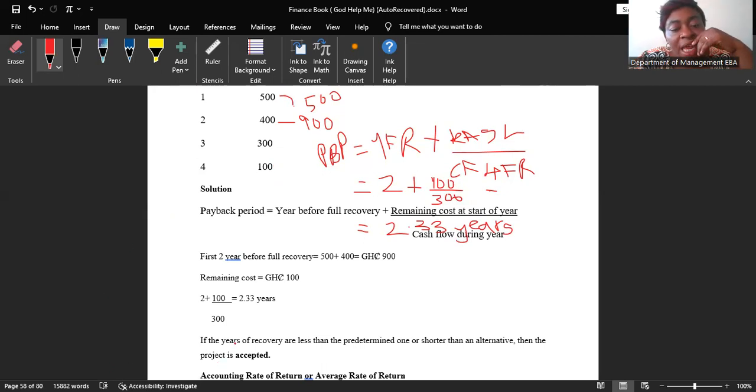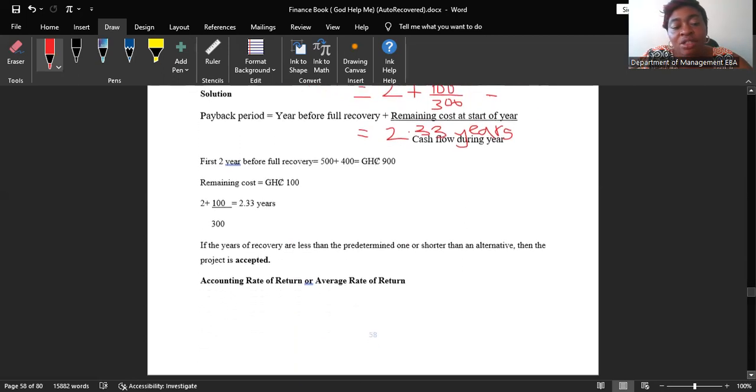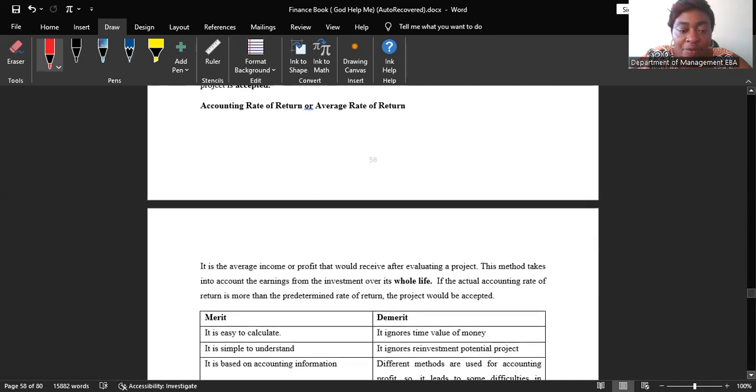So if the number of periods is less than the predetermined one, then we choose that project. If you have 2 projects, we look at the one with the lesser number of years of recovery. Okay, all right. So we are going to move to accounting rate of return, or average rate of return.